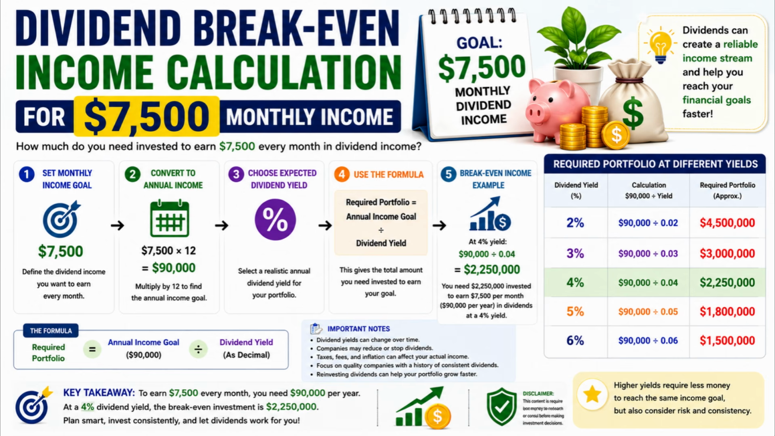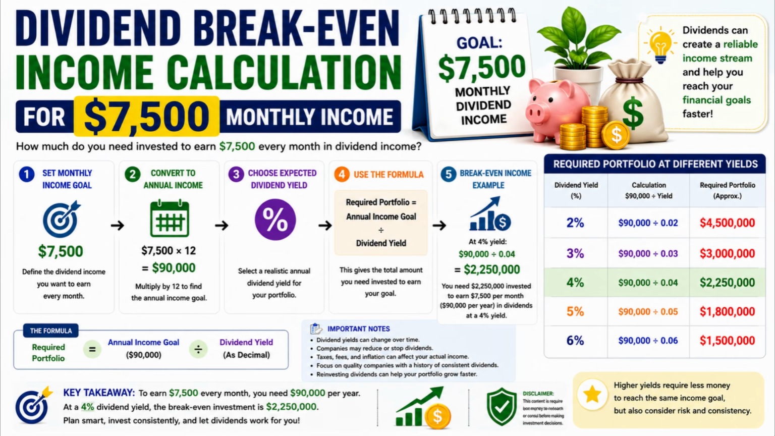First, we begin by setting the monthly income goal. Here, the target is $7,500 per month in dividend income. This means the portfolio should generate $7,500 every month without selling the original investment.